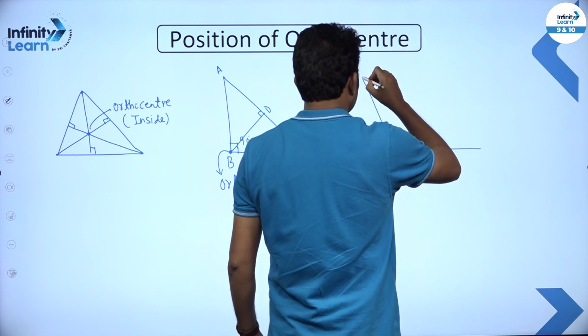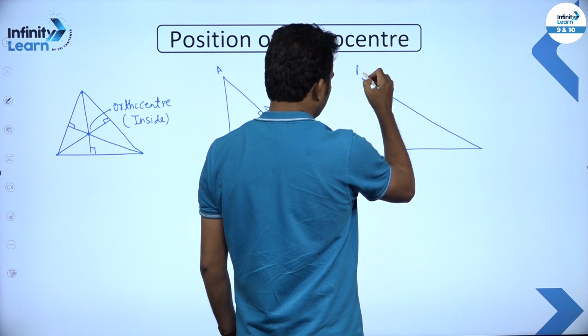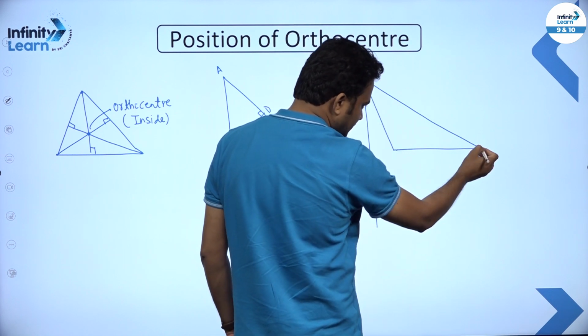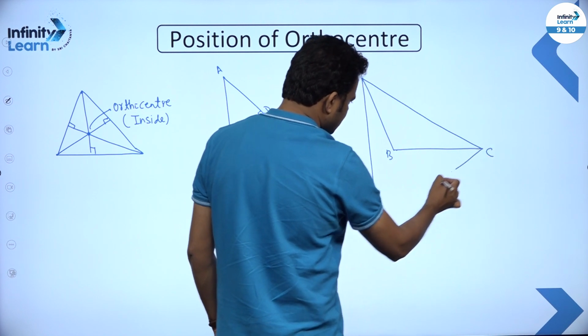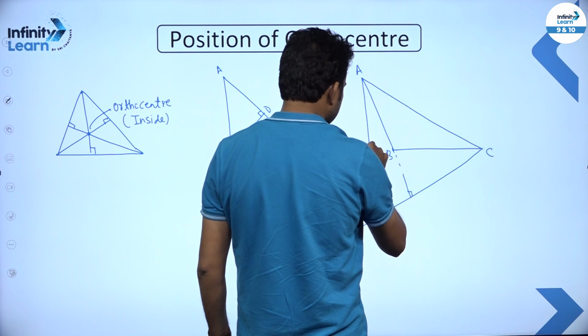So to locate the orthocenter, let us draw the altitudes. If you draw the altitude from A, it will lie outside the triangle like this. Similarly, if you draw the altitude from, let's say this is B, this is C, it will lie outside the triangle because we have to extend this side.